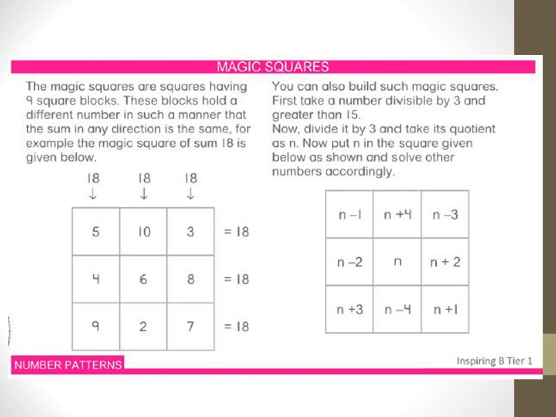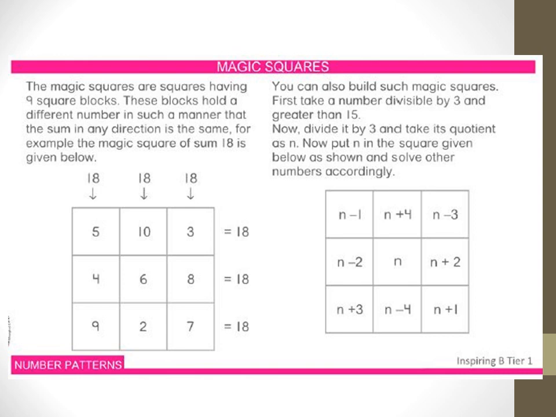We are going to make a magic square of 18. So 18 divided by 3 gives you 6. So the center point n will be 6. Now the first row and first column intersects at n minus 1. So 6 minus 1 will be 5. The second column and the first row intersects at n plus 4. So 6 plus 4 gives you 10.